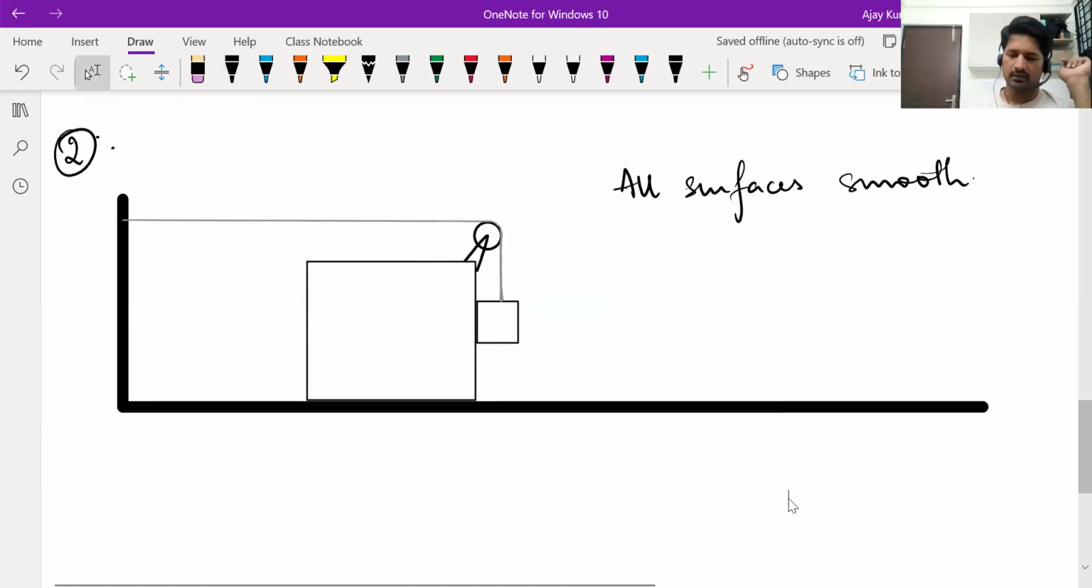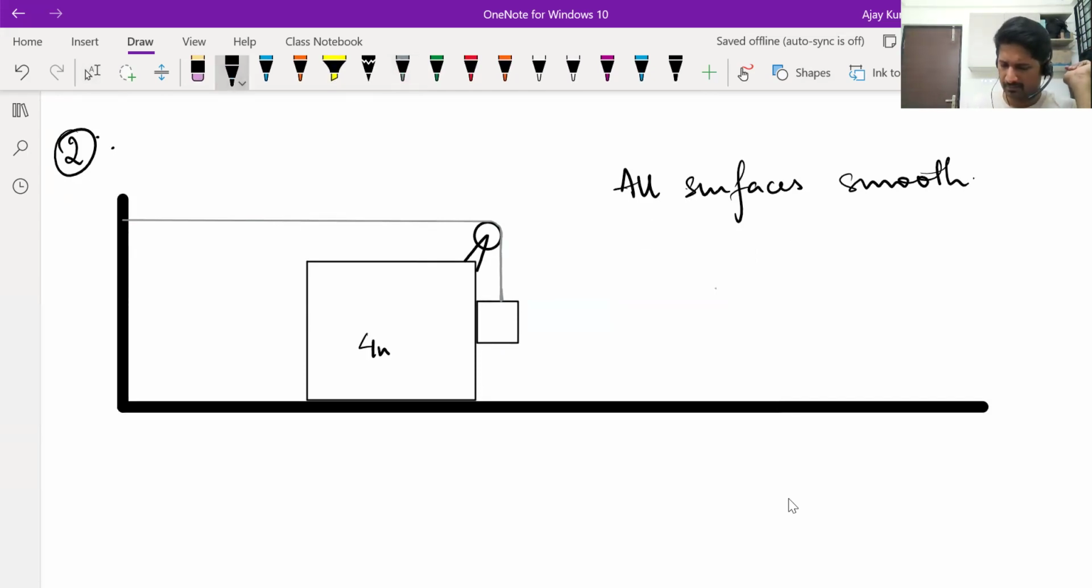Okay. Now you can assume masses also to them. Let's say their masses are some 4m and m. Visualize and tell what happens first after this system is released from rest.